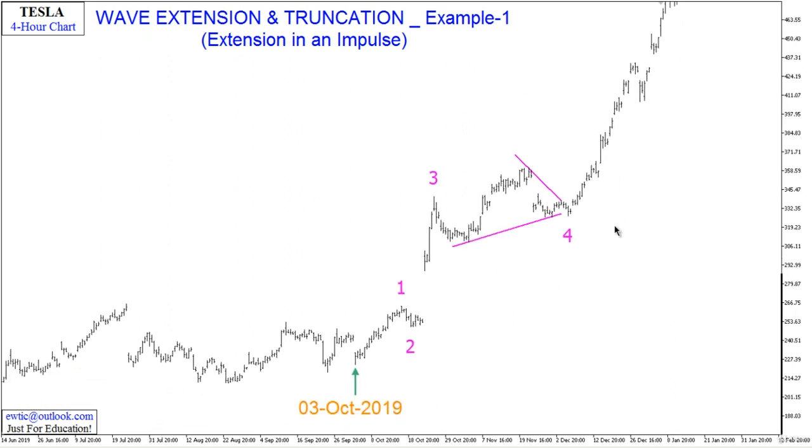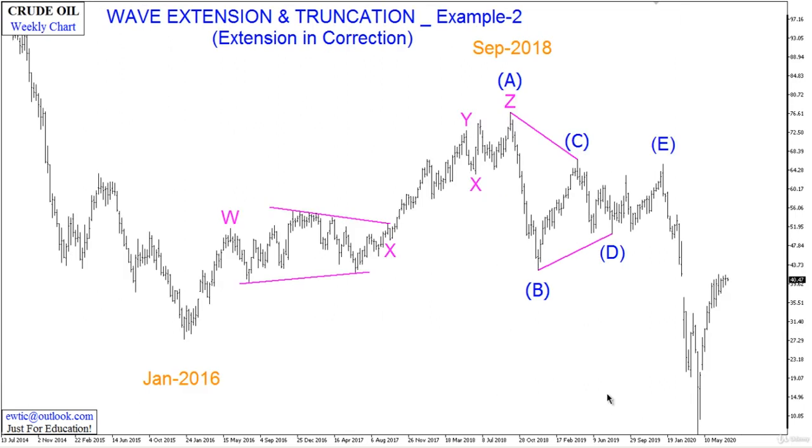Now let's have a look at another example of wave extension. This is price chart of crude oil. The time frame is weekly. This is wave extension and truncation, example 2. This is example of extension in the correction, right? As we have studied, the extensions may occur in motive waves, and they may also occur in corrective waves. So we have seen an example of Tesla, where the impulse wave has a clear extension in wave 5 position. Now this is the corrective wave.